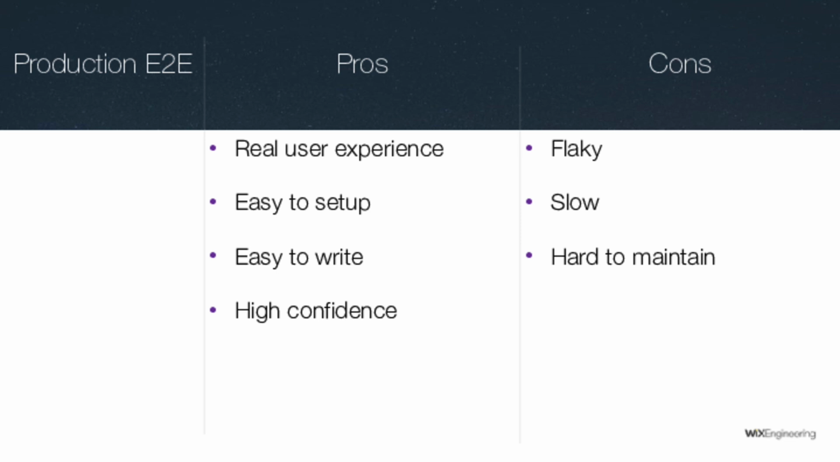Logging in with a user against real production servers and endpoints. They're very easy to set up. They're very easy to write. You just find an element, interact, and expect. The API is very, very lean. And so these tests can provide very high confidence if they were not flaky and slow.